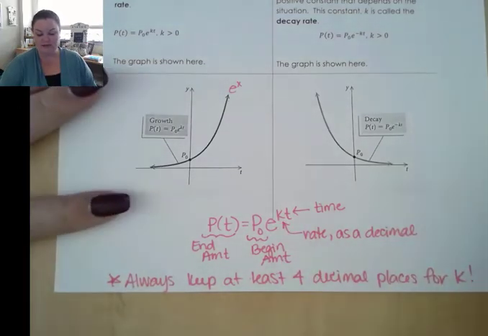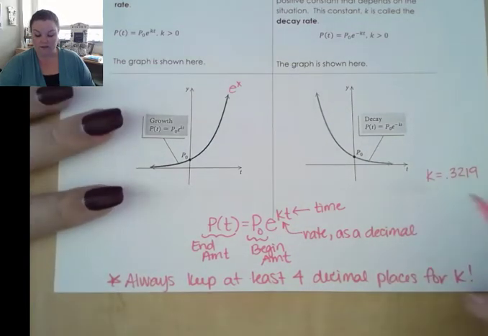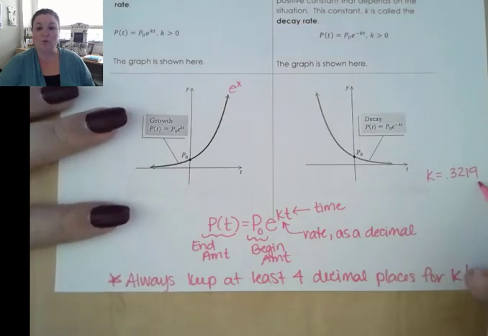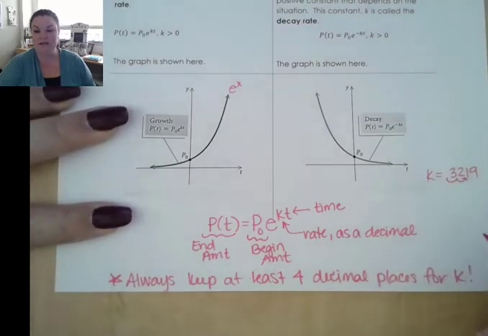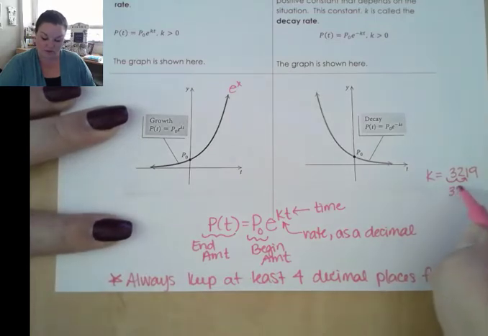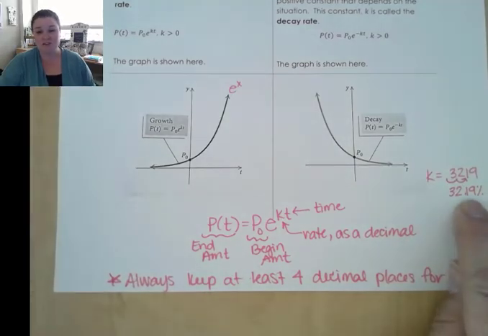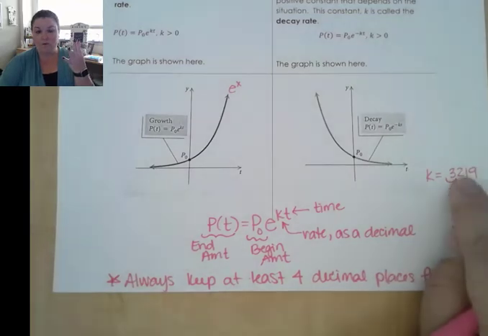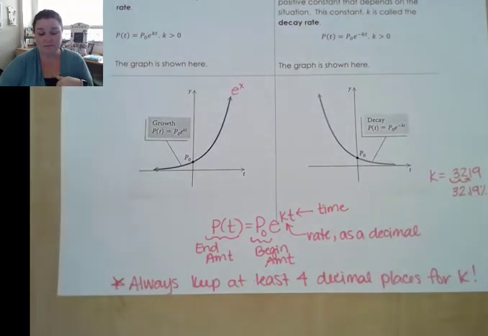But let's say you get k equals 0.3219, something like that. A lot of times they'll let you leave it as 4 decimal places, or they'll have you write it as a percentage. And so if we move our decimal place 2 places, this would be 32.19%. And when we write it as a percent, sometimes they'll have you keep at least 2 decimal places. So keeping 4 to begin with will ensure that you have enough if you have to write it as a rate.